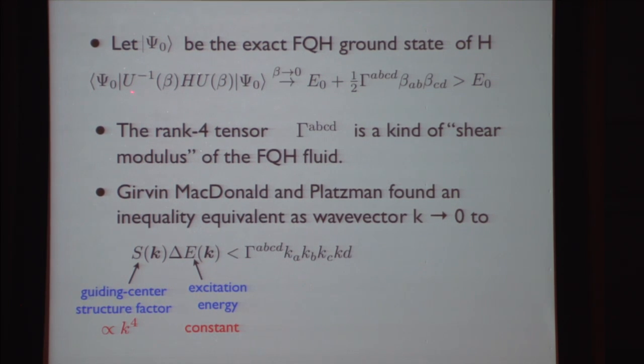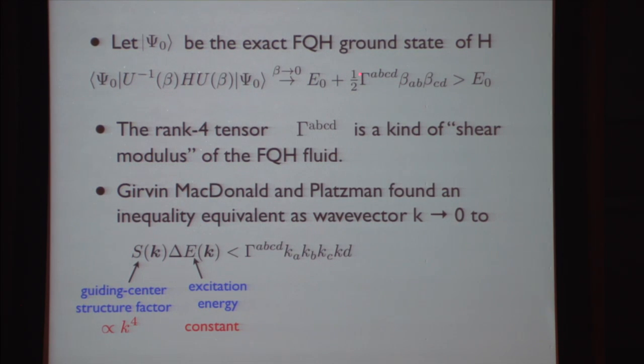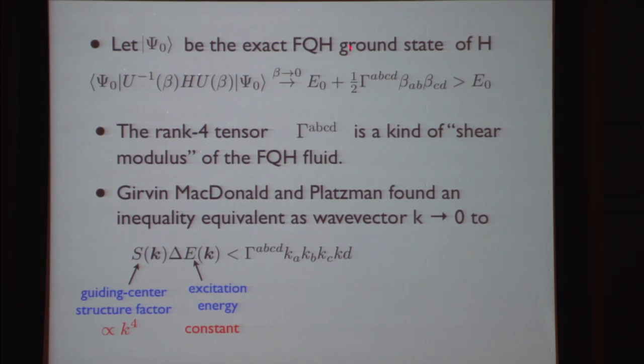These are second order tensors, so we end up with a fourth order tensor here, which is symmetric in the first two, symmetric in the second two, and symmetric under interchange of the two pairs. So it's really a 6 by 6 symmetric matrix. And this rank 4 tensor is a kind of shear modulus of the quantum Hall state, because these transformations are area preserving.